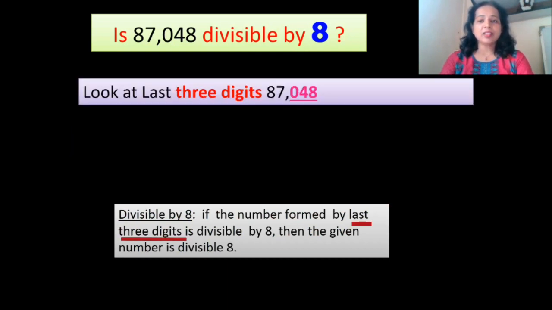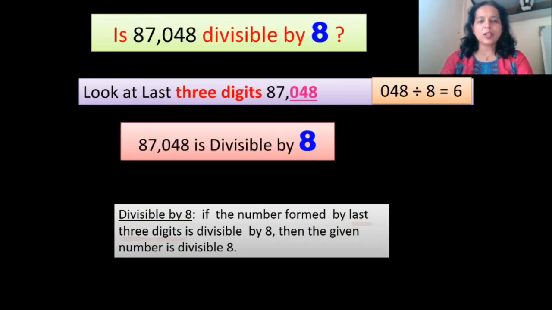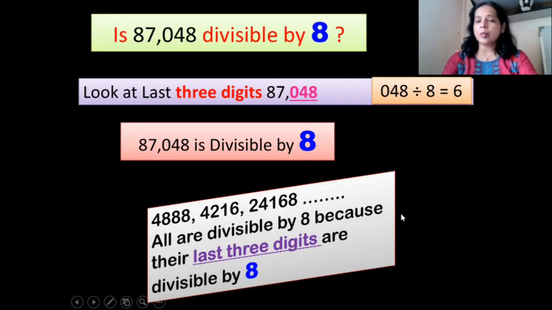What is that? 048. Is 48 divisible by 8? Yes, 8 sixes are 48. So we can say 87,048 is divisible by 8. All these numbers are divisible by 8 because their last 3 digits are divisible by 8.